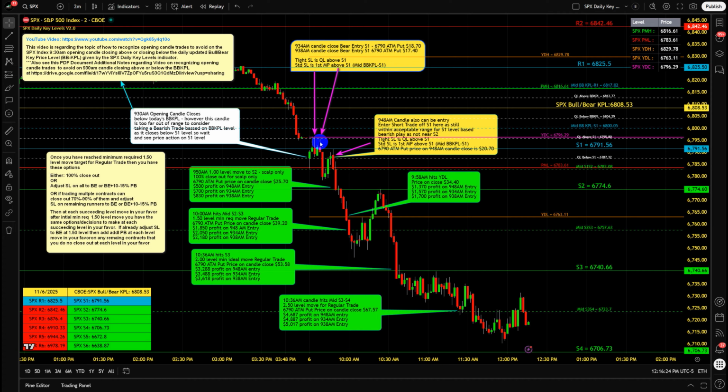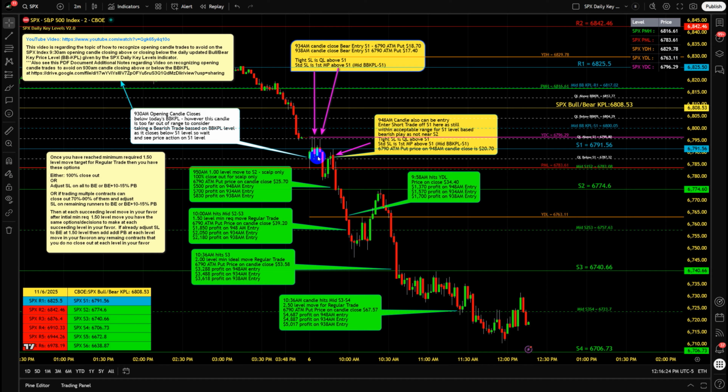Now, if you miss these two entries here, you also could have entered here, as this is still within range. However, you'll be paying a lot more for this. I believe that this one here was more in the $23 range. So as you can see, that's quite a bit more expensive. It is, however, still within range.